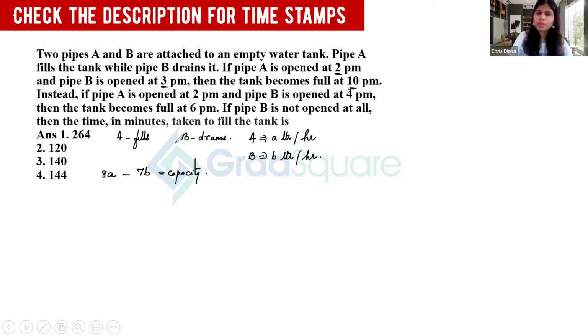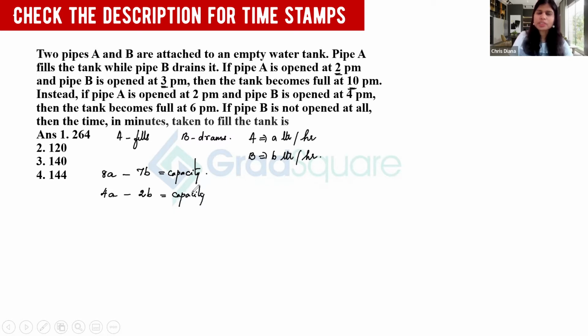Now pipe A is opened at 2 p.m., so it's working for 4 hours. In 4 hours, it would have filled 4A liters. And then pipe B is open only for 2 hours, that is from 4 p.m. to 6 p.m. So in 2 hours, it would have emptied 2 into B. And again, this would be the capacity.